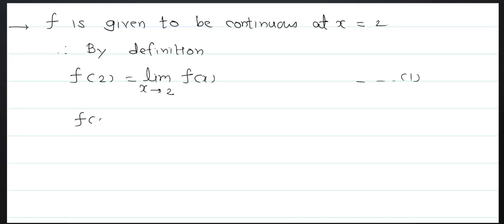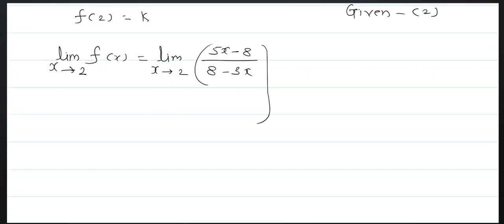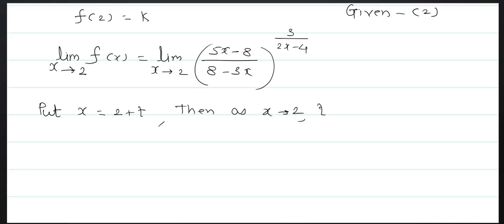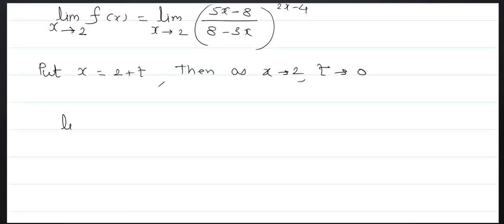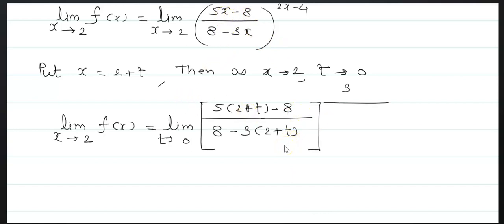By the definition, the value of the function is equal to the limit of the function. f(2) equals k. Now we'll find out the limit as x tends to 2 of f(x), that is (5x minus 8 upon 8 minus 3x) bracket raised to 3 upon 2x minus 4. Here we take the substitution x equals 2 plus t. As x tends to 2, t tends to 0. Therefore, limit x tends to 2 of f(x) equals limit t tends to 0, replacing x by 2 plus t and evaluating it.